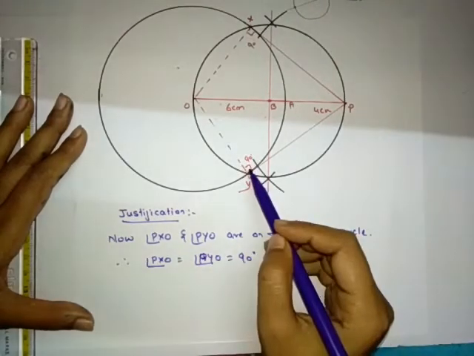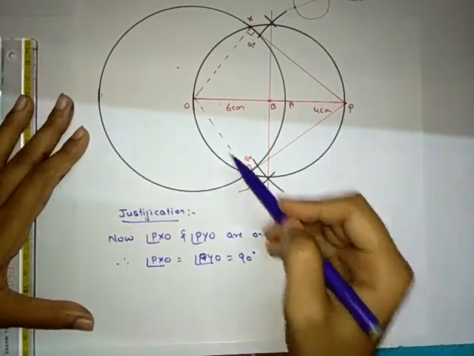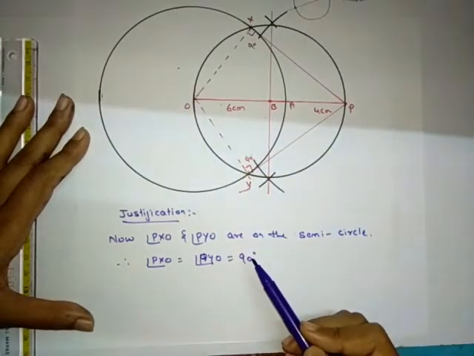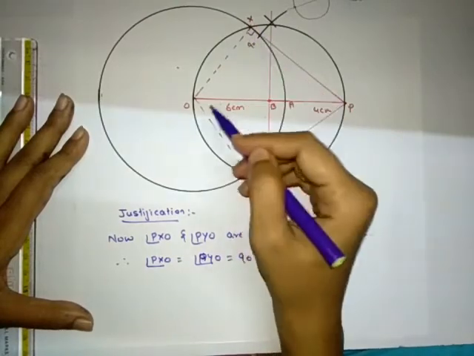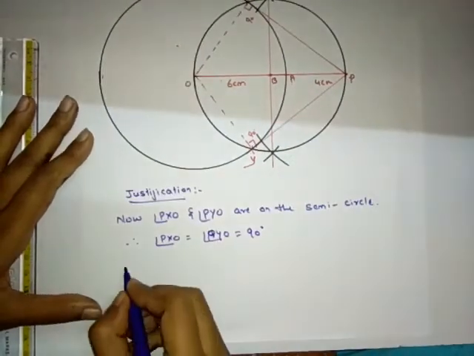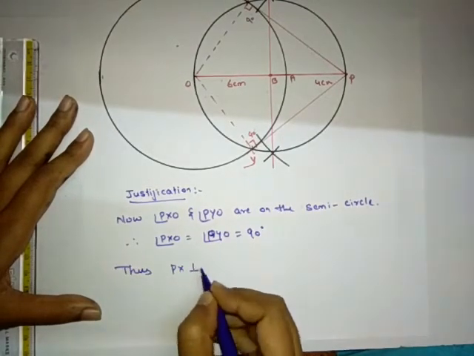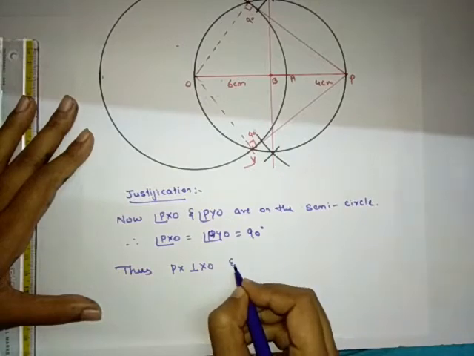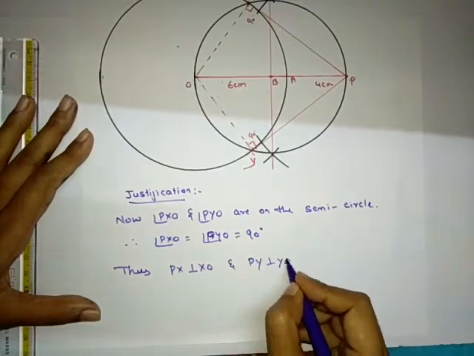If it is 90 degrees, then I can say that PY will be perpendicular to YO, isn't it? And similarly here also PX will be perpendicular to OX. So we'll write here, thus PX is perpendicular to XO and PY is perpendicular to YO.